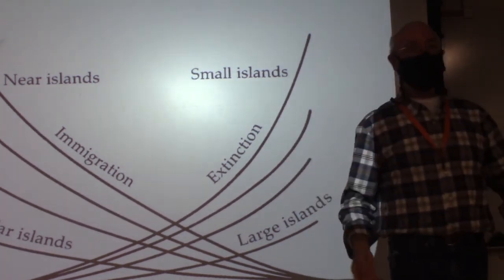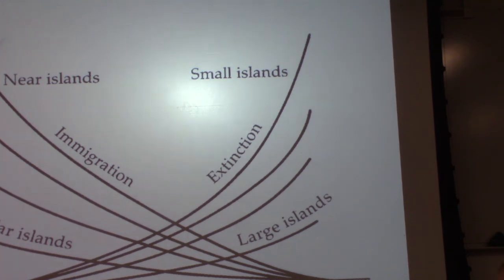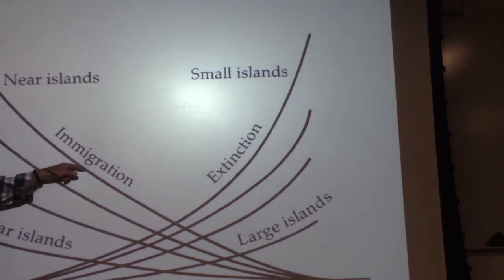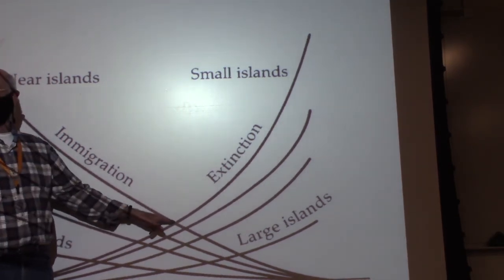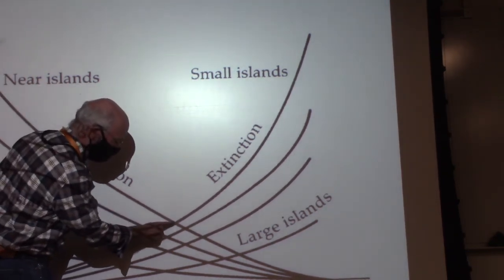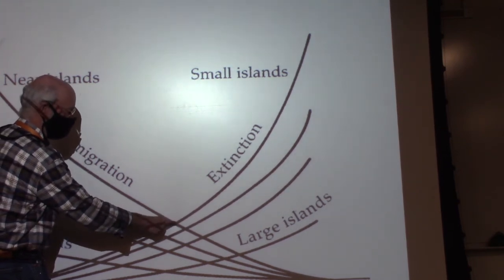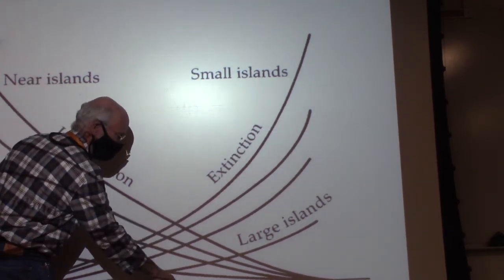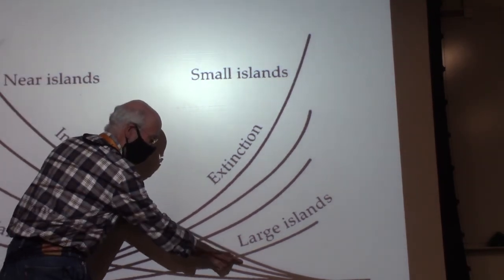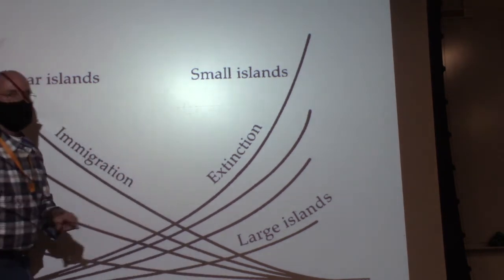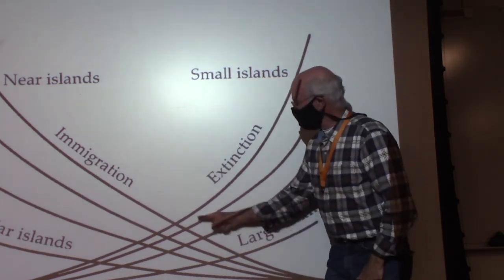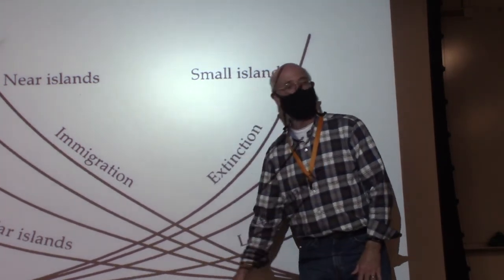So now you ask the question, what is the equilibrium number of species on the island? That's simply going to be where the rate of immigration intersects the rate of extinction. So on a near small island, the equilibrium number of species is where those two lines intersect. It's that number of species. But on a near island that's big, it's that many species. So a near island that is big will have more species than a near island that is small.